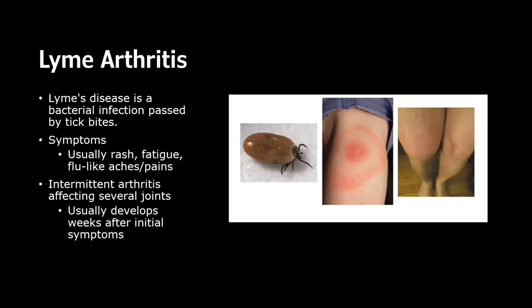You'll have intermittent arthritis that affects several joints, and this type usually starts to develop weeks after the initial symptoms, so you usually don't have them at first.